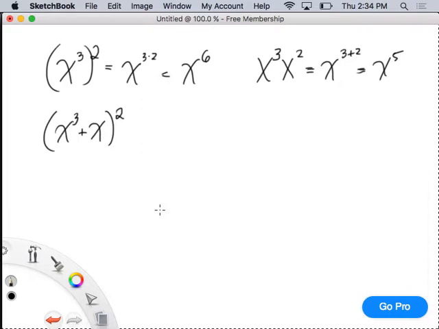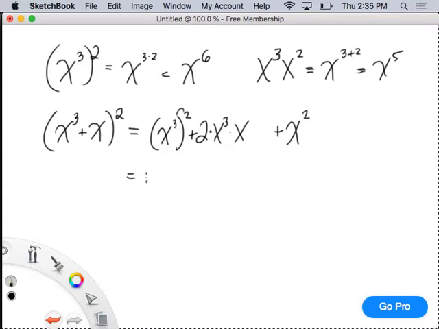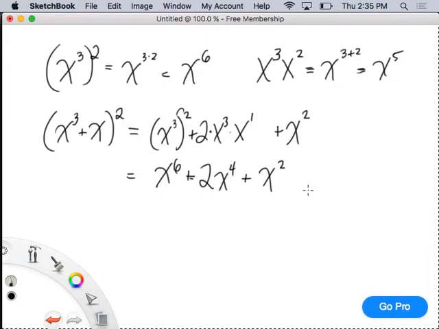Okay, let's give this a try. I square the first, square the last, multiply and double. So 2 times x to the third times x. X to the third squared is exactly what we did before, x to the 6th, plus 2 times x to the third times x to the first is x to the fourth, plus x squared. Is that in standard form? Yes, it is, as long as the highest degree term is first and then it's in descending order. Simple as that. You guys got that?